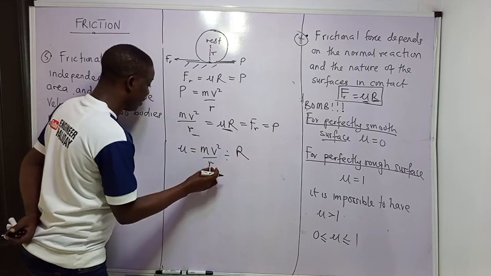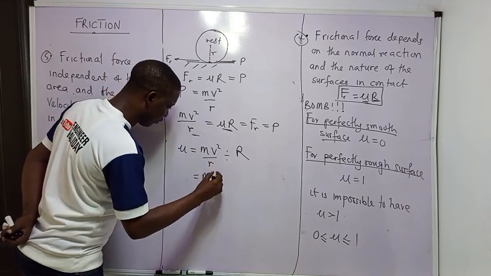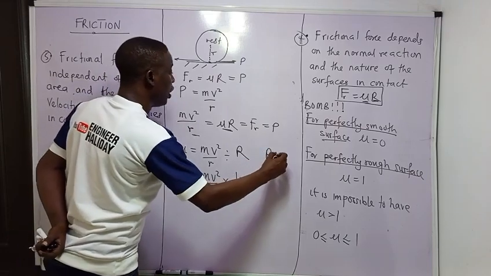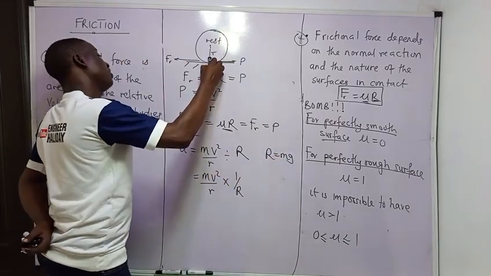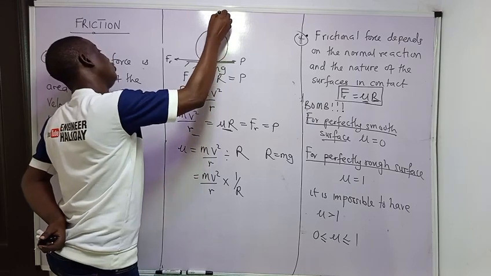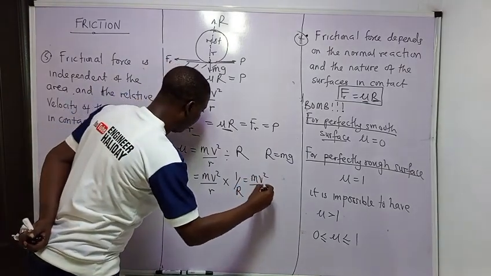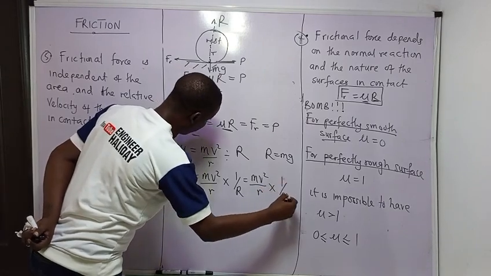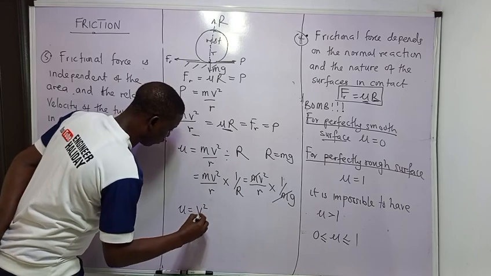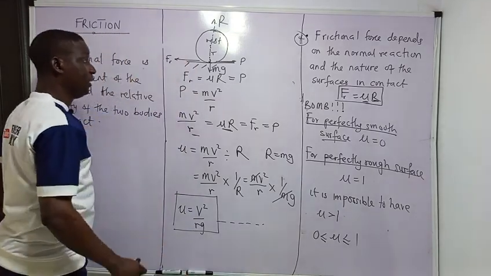This one is normal reaction. This one is radius. This is in Newton. This one is in meter. At the end of the day, we are going to have mv square over r times 1 over R. Don't forget, R equals mg. You know why? The weight of this particular circular body is mg. The normal reaction that will be acting up is R. So in that case, R equals mg. If you put it here, you would have mv square over r times 1 over mg. Now this one will cancel this one. What we want to have is mu equal to v square over rg. Don't forget this formula, very, very important under rolling friction.